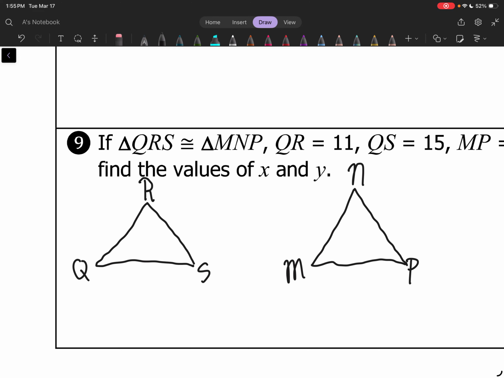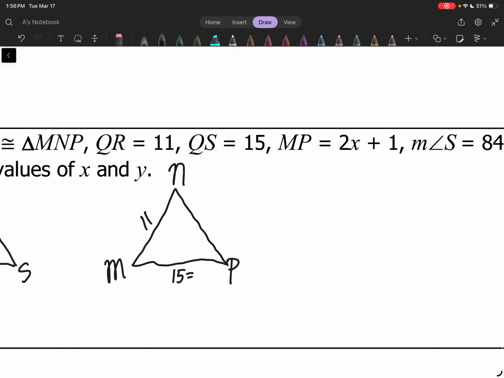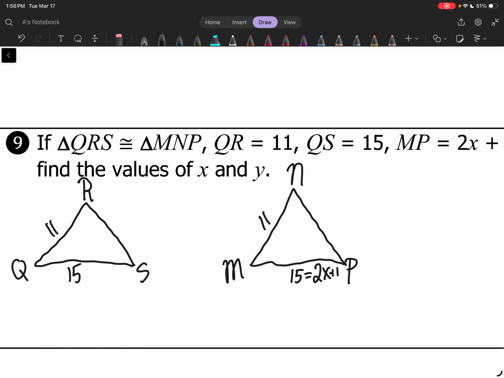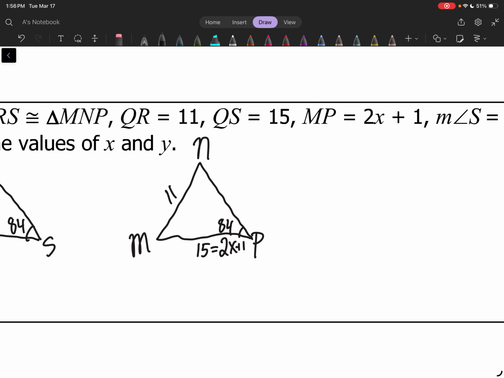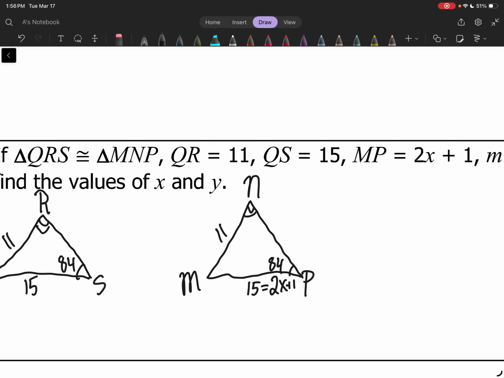There's my congruent triangles. QR is 11, therefore MN is going to be 11. QS is 15, therefore MP is going to be 15. MP is 2x plus 1, so I'm going to put equals 2x plus 1. Measure of angle S is 84. Therefore, I know P will also be 84. Measure of angle R and N are going to be 42, I think that said, 32.